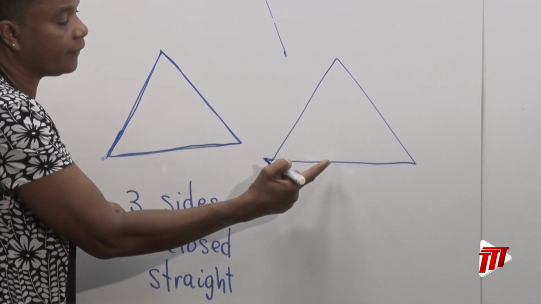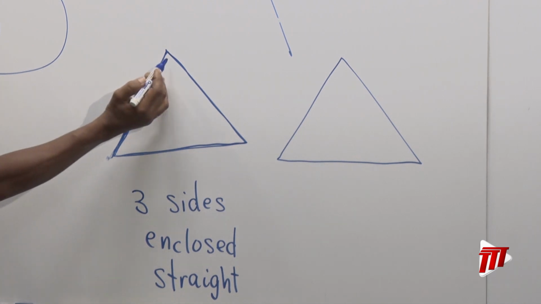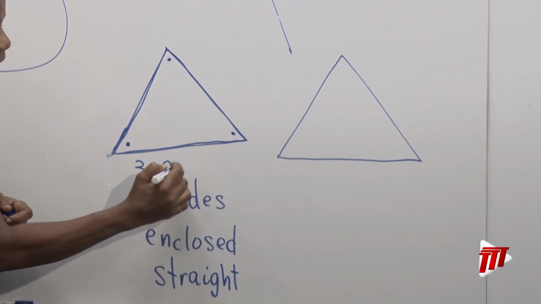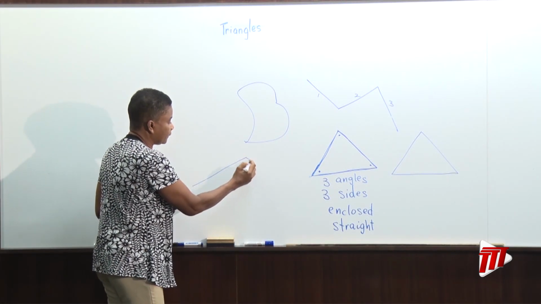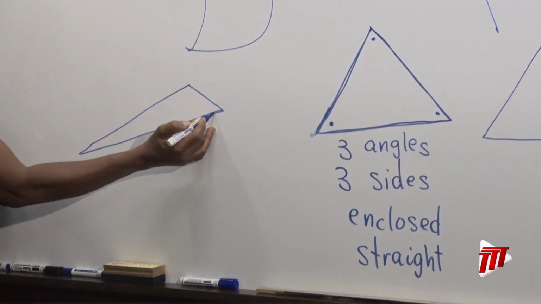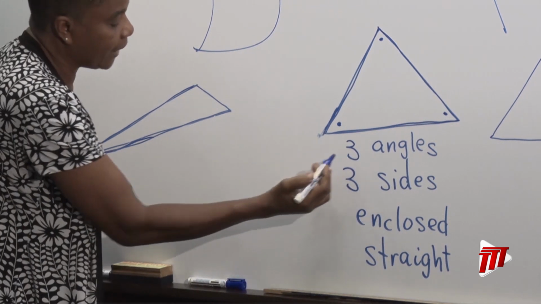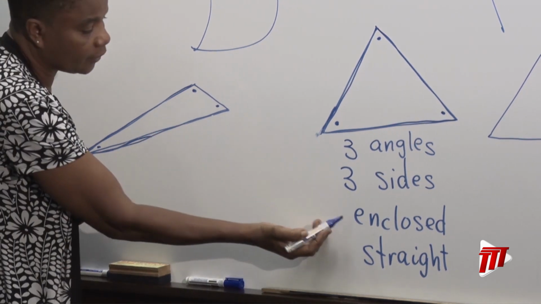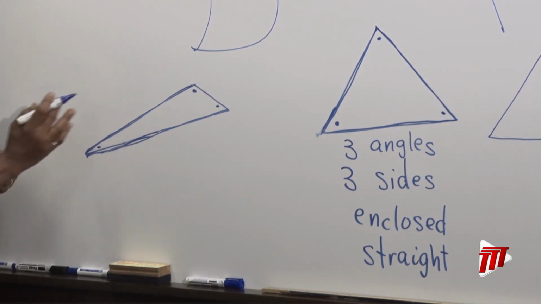Let's see, three sides, three straight sides, enclosed. What else do you notice? There are also three angles. So we're adding three angles. Let's see. Is this a triangle? One side, two sides, three sides. Are there three angles? 1, 2, 3. Is it enclosed? Yes, it is. Are the sides straight? Yes. So we can see that this is also a triangle.